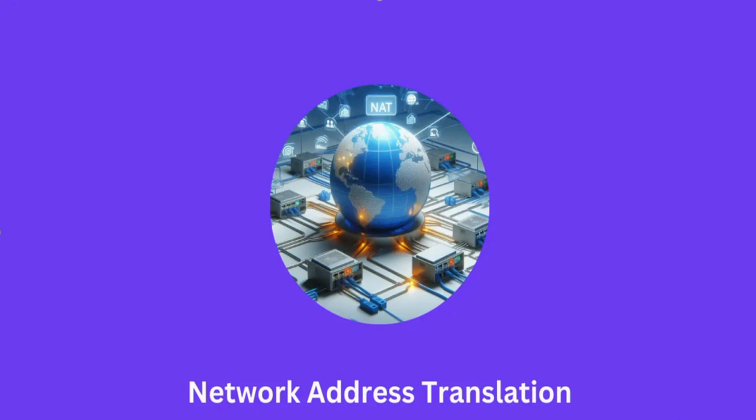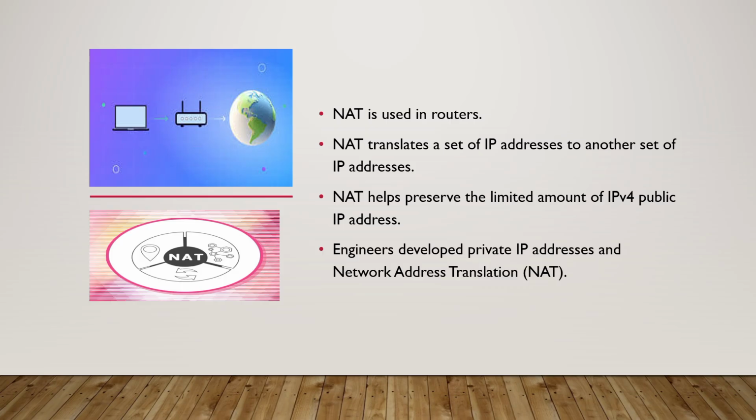So finally, we are done with the difference of public IP address versus private IP address. Now I will discuss NAT. This means Network Address Translation. Network Address Translation is used in routers, and it translates a set of IP addresses to another set of IP addresses. NAT helps preserve the limited amount of public IP addresses.